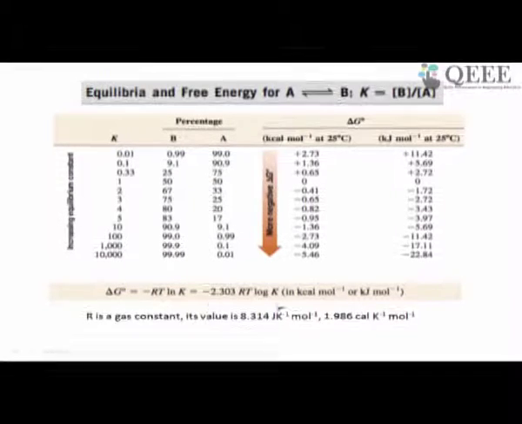Again, the same equation, the relation between K and delta G can be expressed in this, where R is a gas constant, and T is the temperature in Kelvin. We have to notice that the unit is always in Kelvin, so when there is a problem, don't forget to convert Celsius to Kelvin.